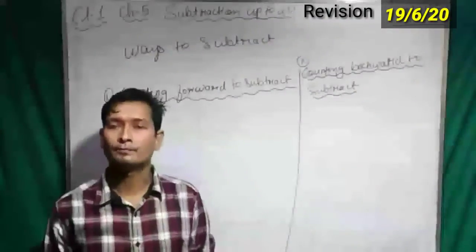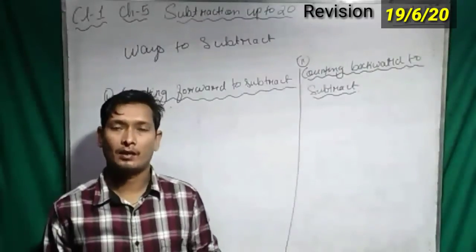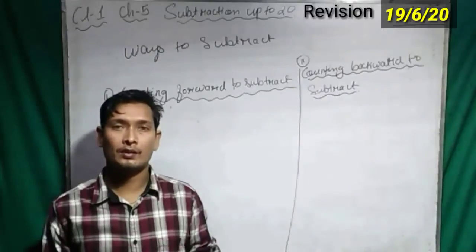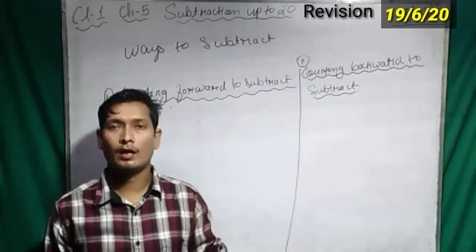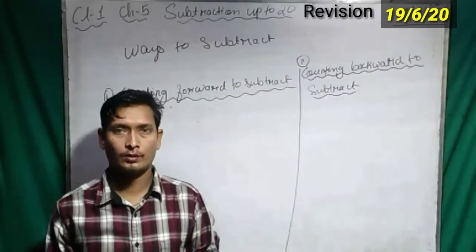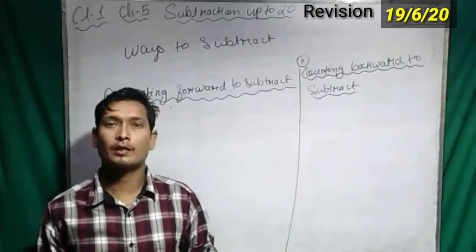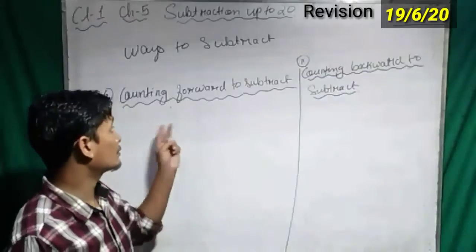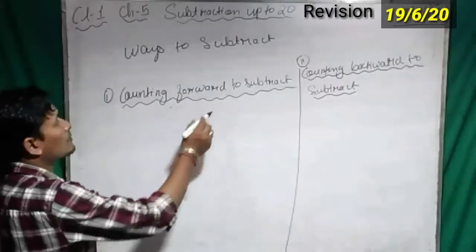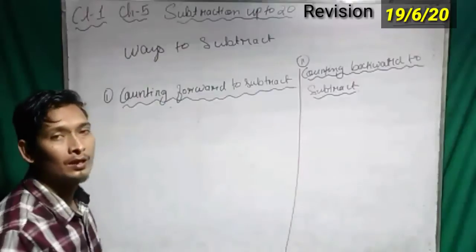Hello everyone, we are reading chapter 5, that is subtraction up to 20, and in the last class we have learned how to find the answer by crossing out the given objects, how to subtract by crossing out. Okay, and today we will learn the ways of subtraction. Means there are two ways in which we can subtract.